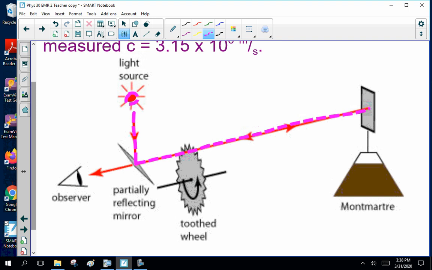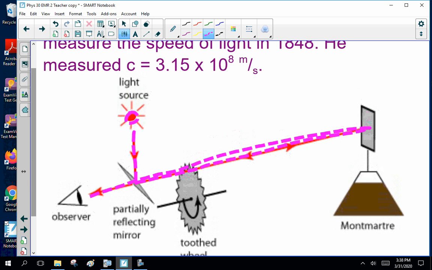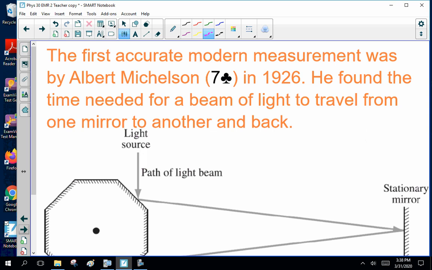Actually, in the Google Classroom, I put a video on this from one of the Mythbusters, and he talks about this. The light comes back between the teeth, and the observer sees it. So the toothed wheel has to be spinning at a certain speed for the light to go through one gap and come back between the next gap. Now, is this perfect? No, but is this bloody good? Yes. Good luck trying to measure that with your pulse.